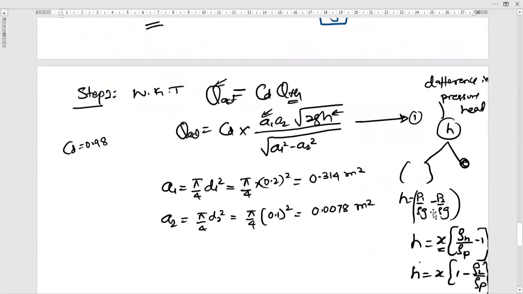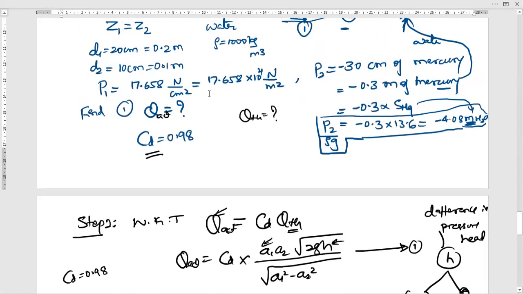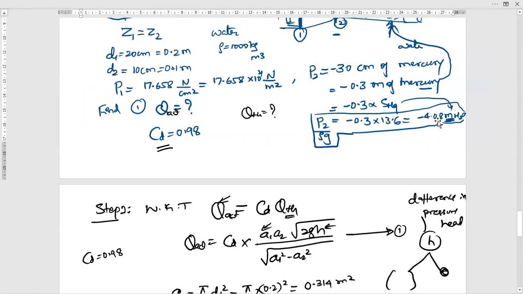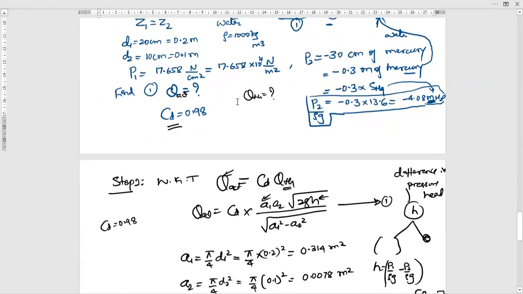So directly use this formula and you will calculate H is equal to P1 by rho g, that is the pressure head at point 1, at the inlet, minus P2 by rho g, the pressure head at the throat. So what is the value of P1? P1 is given as 17.658 into 10 power 4. That you will write, and directly you write P2 by rho g value, 4.08 meter of water. This value I need to convert into meter of water, because here pressure is given. This is pressure, and you need to convert it to pressure head, so divide by rho g.